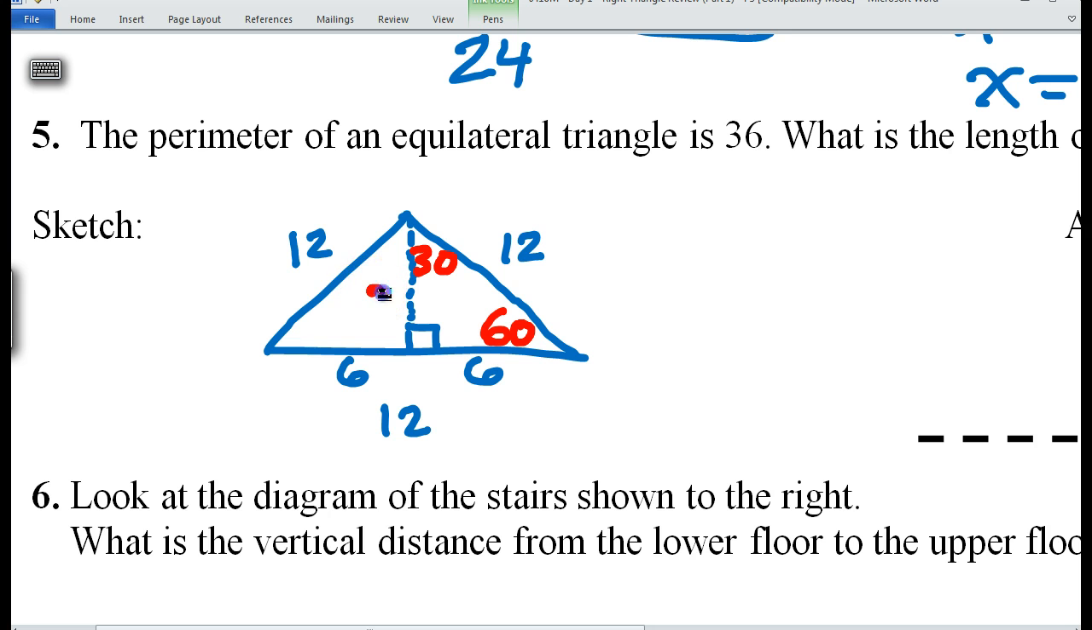Okay, we're supposed to find this height. I'm going to call it x. If you use your special triangle knowledge, you just automatically know it because that's the long leg. And if the short leg here is 6, then the long leg must be, say it again, 6 square root 3. The long leg must be 6 square root 3. Okay, so that's the altitude for number 5. Any questions about that?